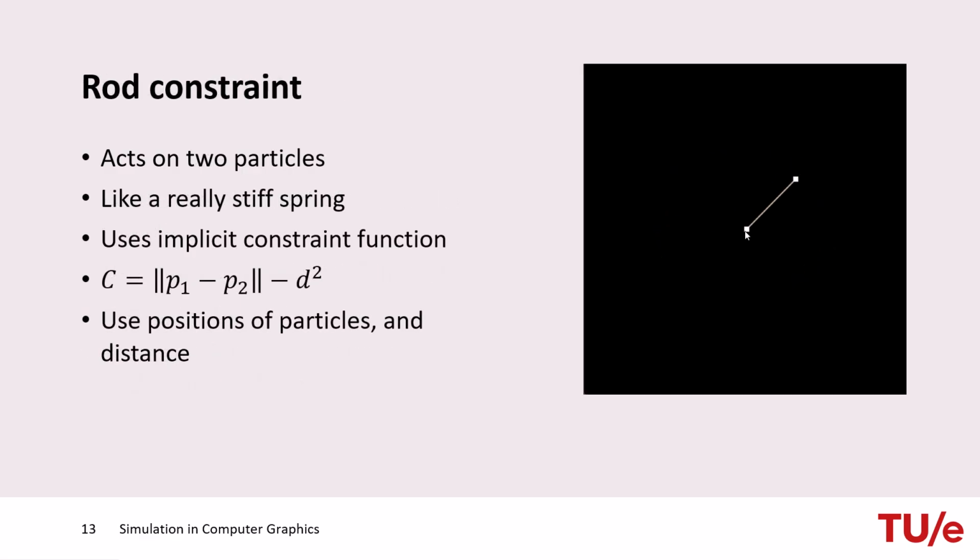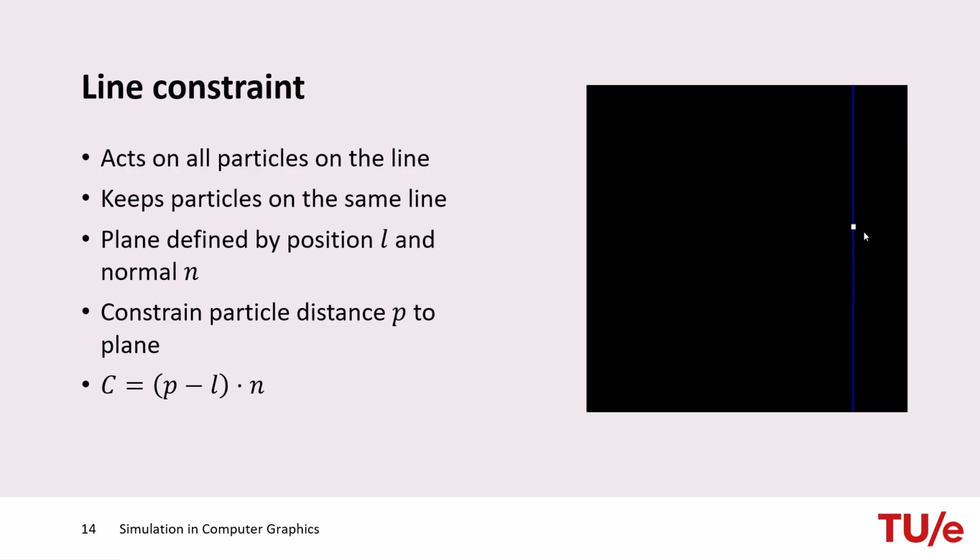Rod constraints, like spring forces, act on two particles and enforce a set distance between those two particles that they have to adhere to at all times. We also added line constraints, which act on a single particle and restrict that particle's movement to a line. The particle can then travel up and down this line, sort of like as if it were on a rail.